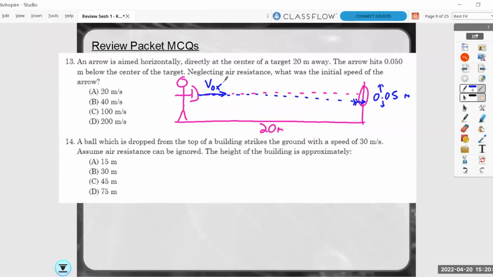Once again, we need the initial x velocity, which is going to be the x distance divided by time, because it's nice and constant. It doesn't speed up or slow down in the x direction. Similar to the other one, we know that it goes 20 meters, but we have to figure out how long it takes. This is precisely the same as the other one, because what we do know is that in that time, it falls 5 centimeters, 0.05 meters. So once again we can set up our 1/2 g t squared.